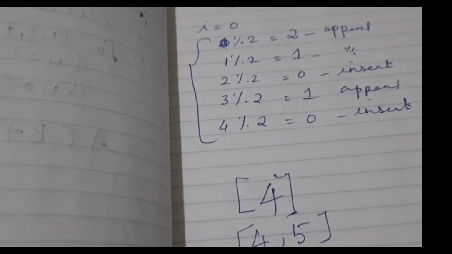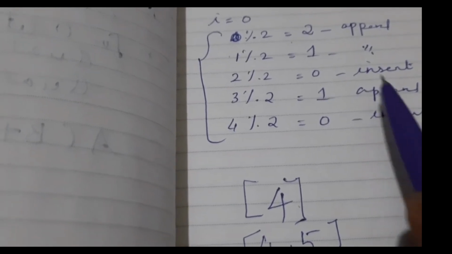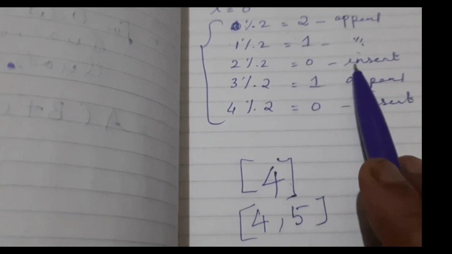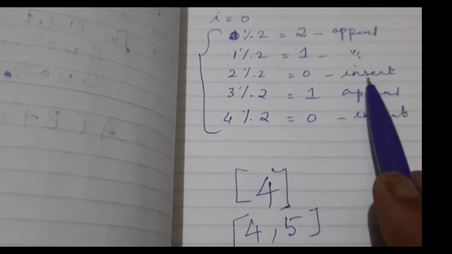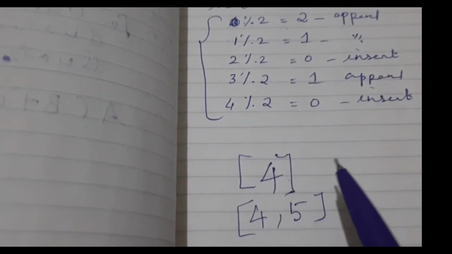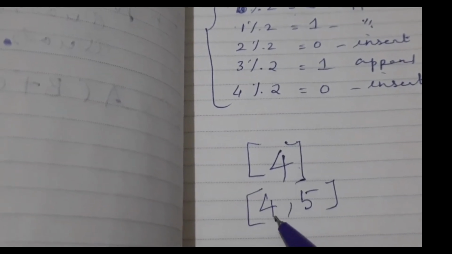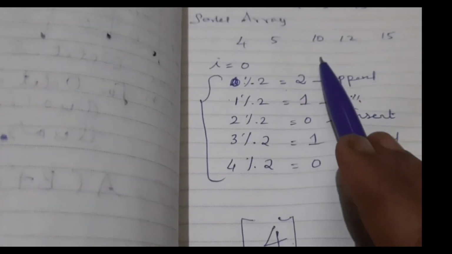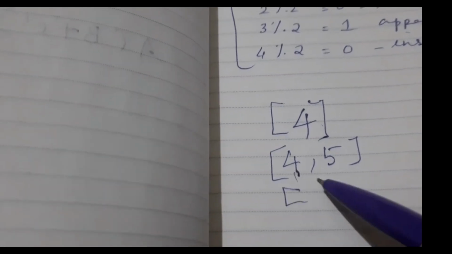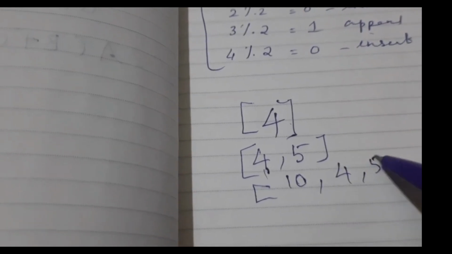Now i becomes 2. So 2 remainder 2 is equal to 0. We are going to insert. Insert the next value in the 0th position. Now what is the 0th position? This is the 0th position. Okay. So now the next value is actually 10. So 10 is inserted in the 0th position. Now the array becomes 10, 4 and then 5.